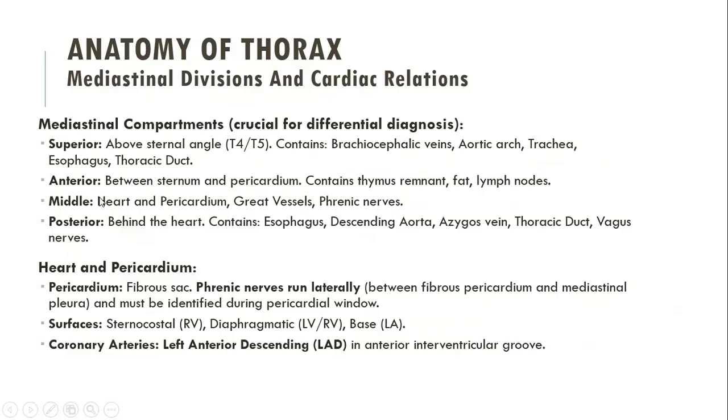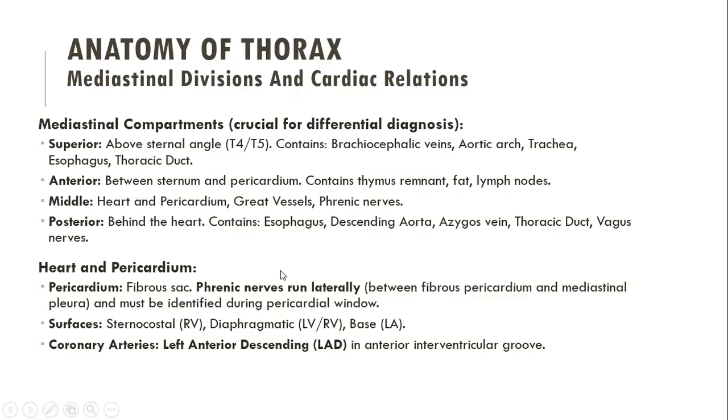What is in the anterior compartment? It is basically between the sternum and the pericardium. It contains thymus remnant, fat, and lymph nodes. In the middle compartment, you find heart and pericardium, great vessels and phrenic nerves, and the posterior compartment is basically behind the heart, and it contains structures like esophagus, descending aorta, azygos vein, thoracic duct, and vagus nerves.